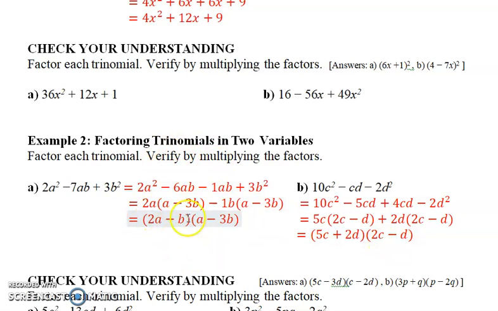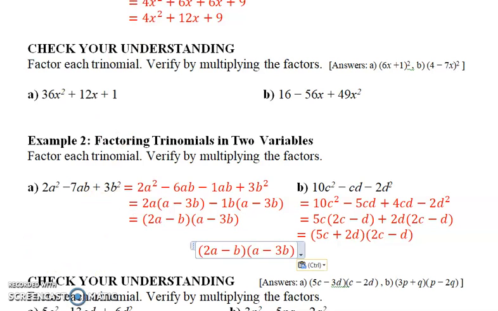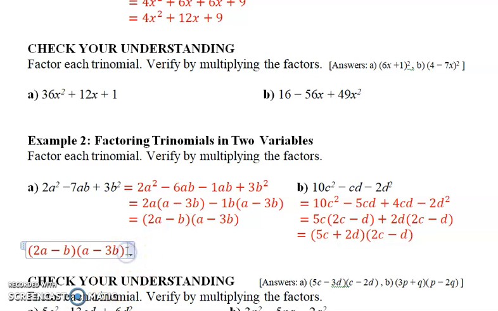You can verify these by multiplying them out. I'll do one. I'm not going to do both. I'll verify the first one, 2A. So it's going to be 2A multiplied by A minus 3B plus negative B. So plus a negative, I can just put minus B, bracket A minus 3B.